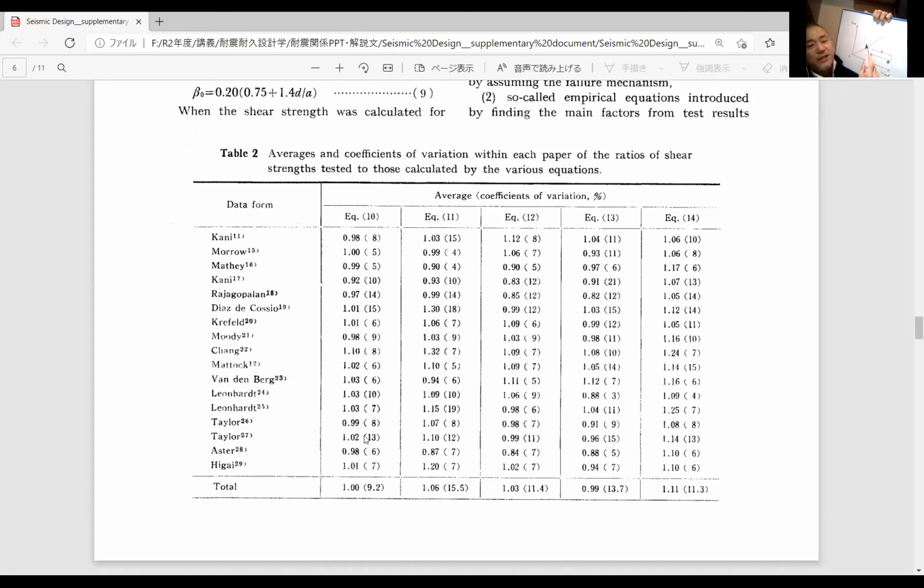After analyzing, maybe Professor Okamura guessed that they evaluated the level of researchers in that way. Oh, the experimental technique in this research institute is not so good. Something like that. Professor Maekawa mentioned this kind of story in our interview. So from many, many reasons, Professor Maekawa selected this paper as his landmark paper.